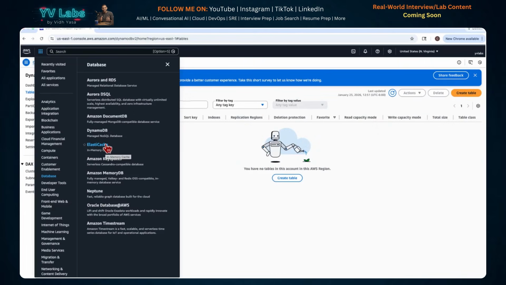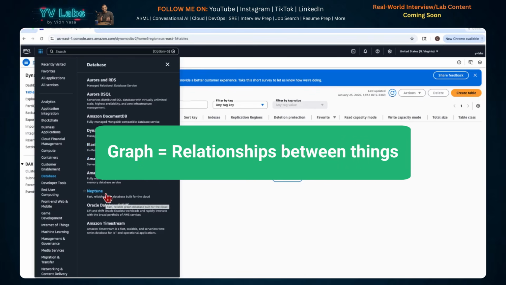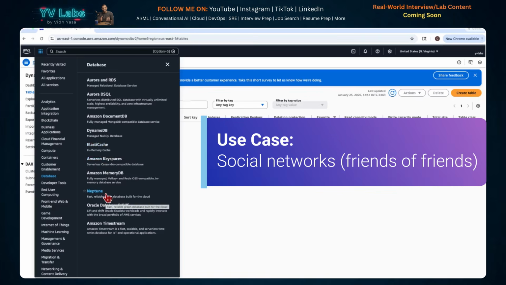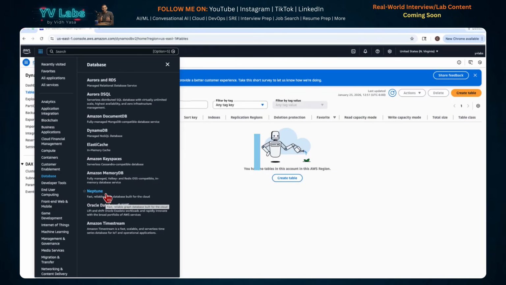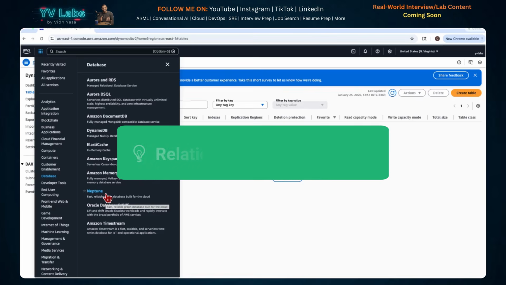For a specialized use case, like highly connected data, there is Neptune. You find it right here. It's a graph database. And when would you use a graph database? Social networks where you need to find friends of friends. Recommendation engines where you need to find products related to other products. Fraud detection where you are looking for suspicious patterns of connections. Knowledge graphs where entities are related to each other in complex ways. If your data is all about relationships between things, Neptune is the tool.